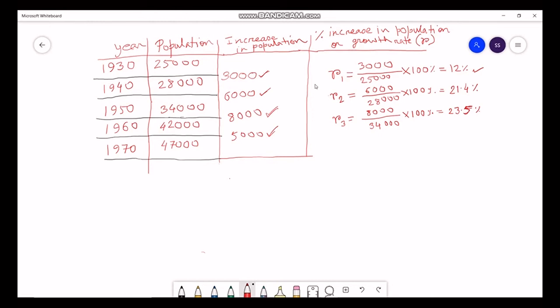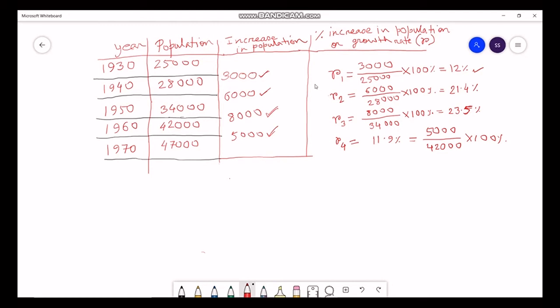between 1950 and 1960, and between 1960 and 1970, the growth rate we get is 11.9%. And how do we get it? By dividing 5,000 by 42,000, that is the population of 1960. We get the growth rate between 1960 and 1970.